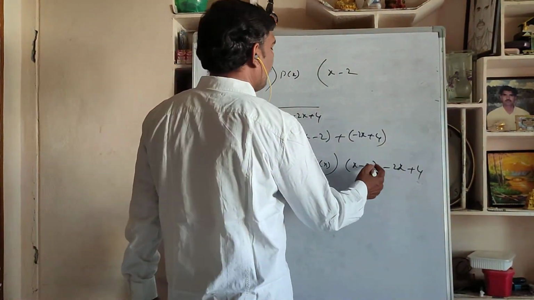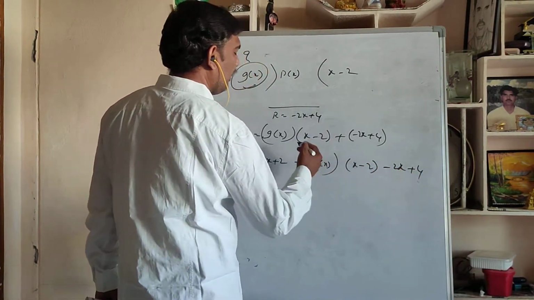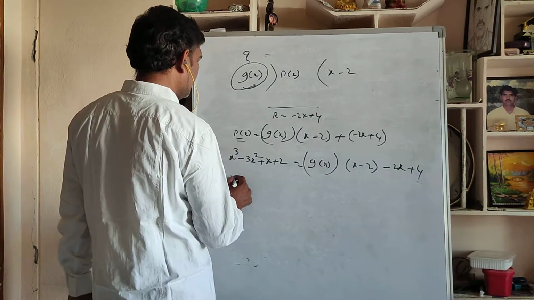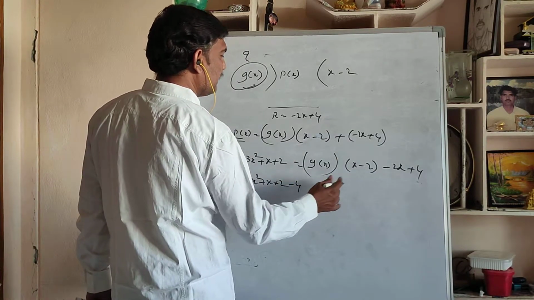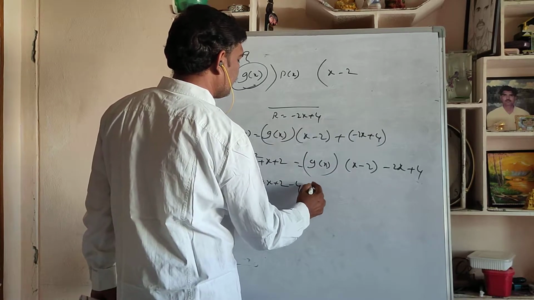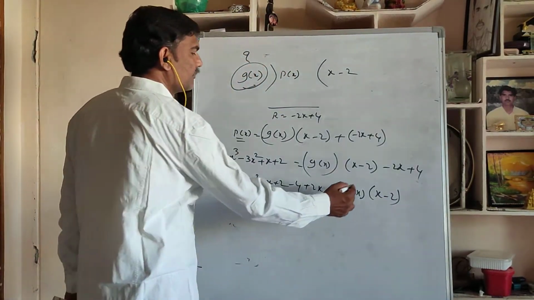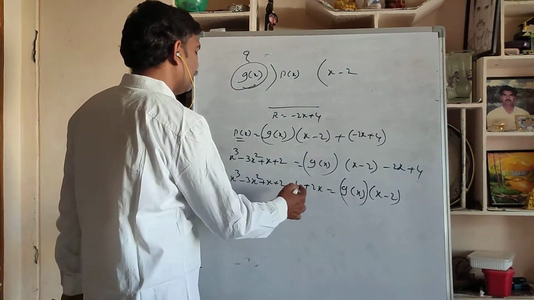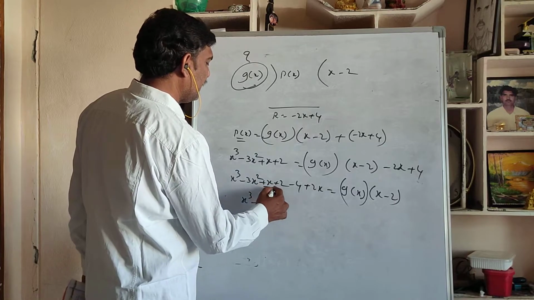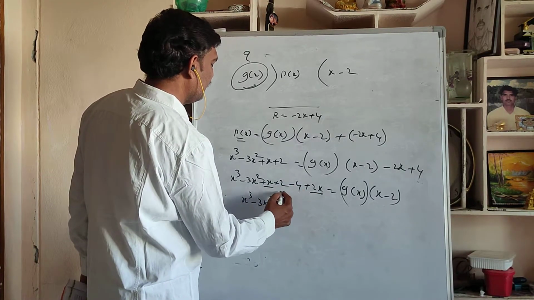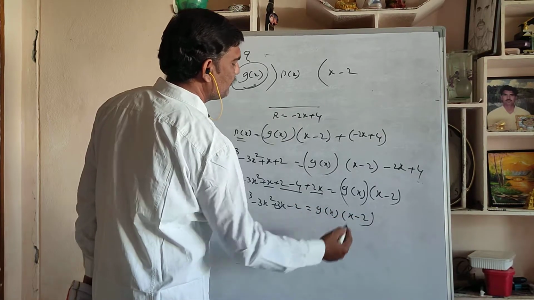So what you are doing is, this plus 4 you are taking to this side. Then how much are you getting? x cube minus 3x square plus x plus 2, minus 4 if it is coming here, and minus 2x, if it is coming here, plus 2x, is equal to g of x into x minus 2. Now if you simplify, x cube minus 3x square plus 3x minus 2 is equal to g of x into x minus 2.